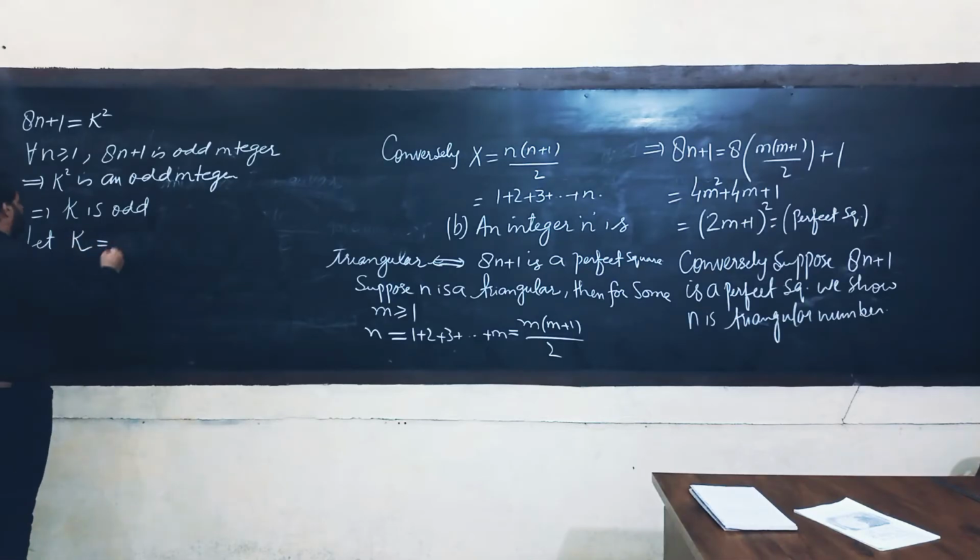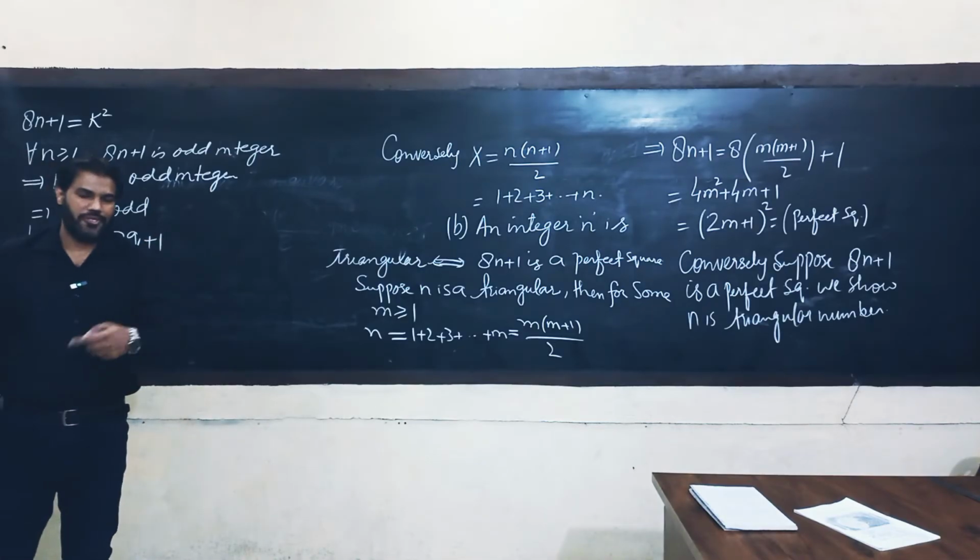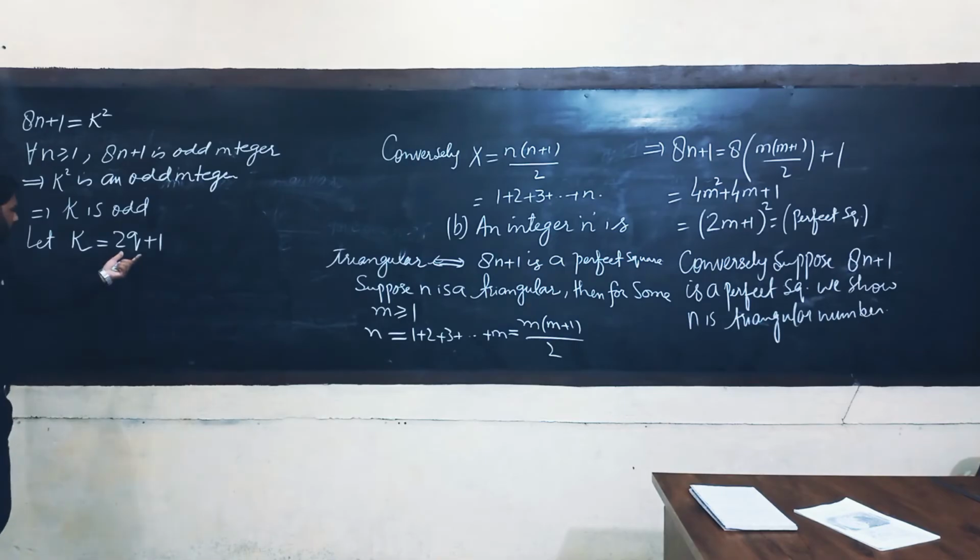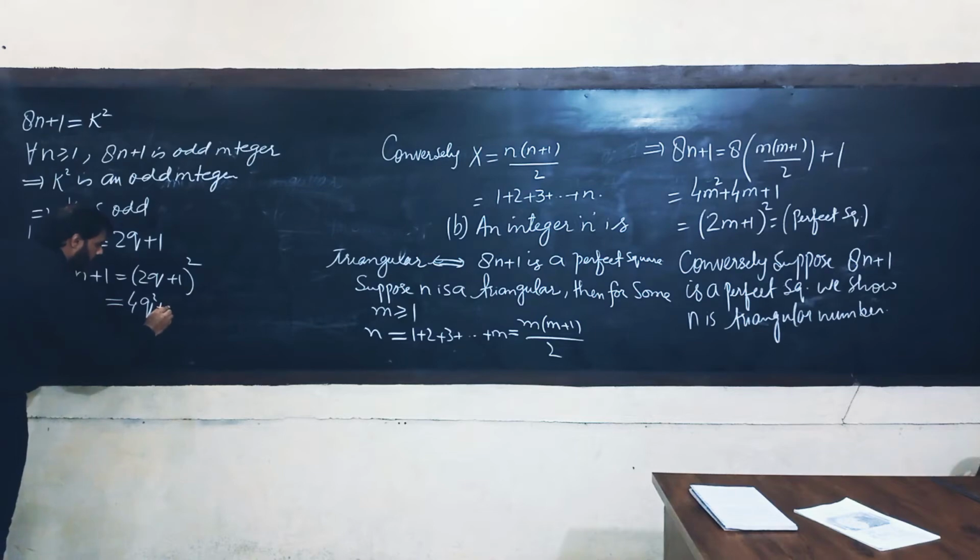Let k be equal to 2q plus 1, where q is any integer. So this number is an odd integer. Put k equal to 2q plus 1 here. This becomes 8n plus 1 is equal to 2q plus 1 whole square. This is given by 4q square plus 1 plus 4q.